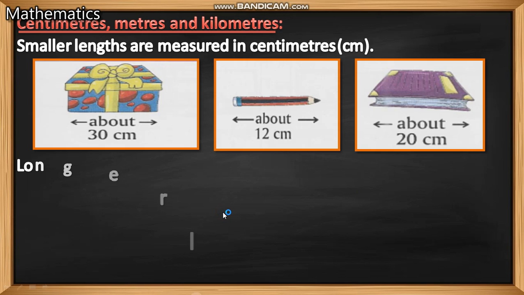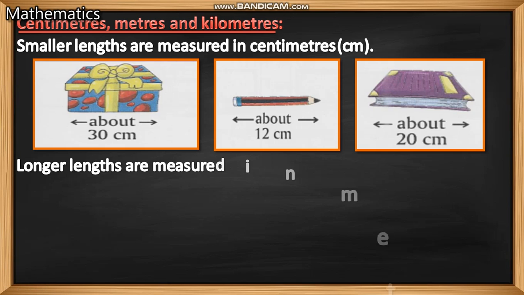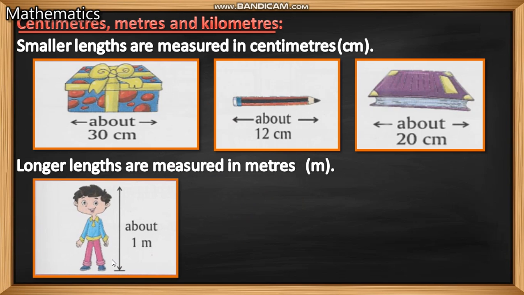Now, longer lengths are measured in meters. I'm showing a figure to you. Meter you can write in short form as m. m means meter. Here, your height is about 1 meter.